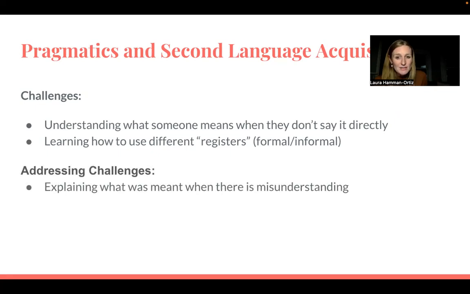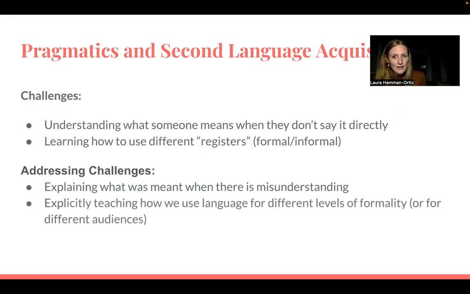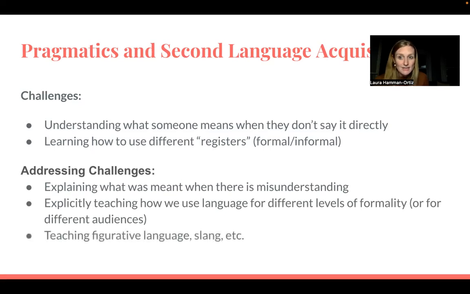Explaining what was meant when there is a misunderstanding. So being conscientious of the fact that there might be misunderstandings and being explicit when a misunderstanding occurs about why it may have occurred. And also explicitly teaching how we use language for different levels of formality or for different audiences. So being really intentional, not assuming that everyone will automatically know or understand why we make the language choices that we make. So tying that to conversations about audience.